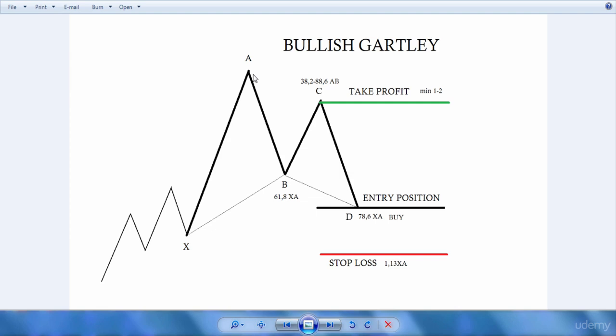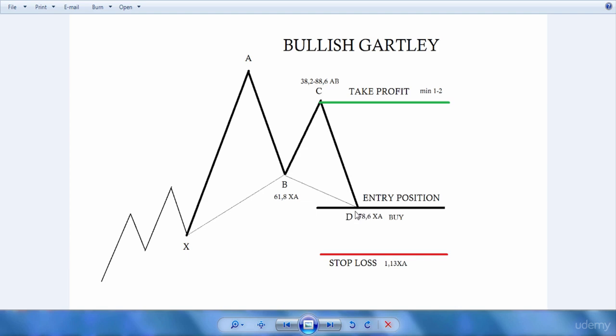Another important point for defining the Gartley pattern is point C, which has a range of movement between 38.2 and 88.6 Fibo retracement of wave AB. The most ideal retracement is at the level of 61.8%. Point D represents the level of entry into position.